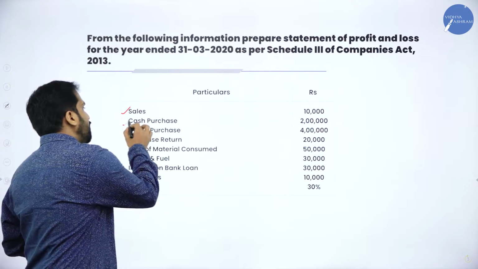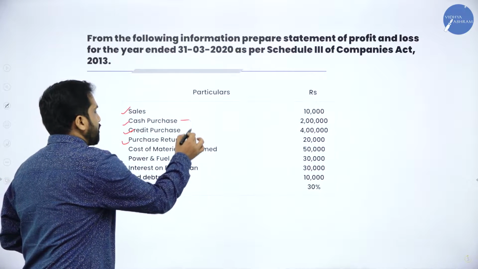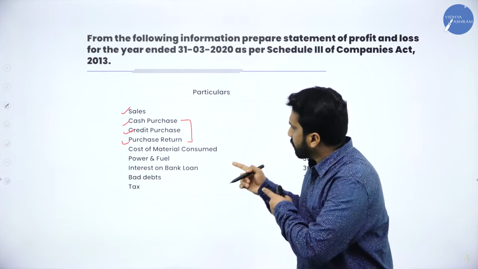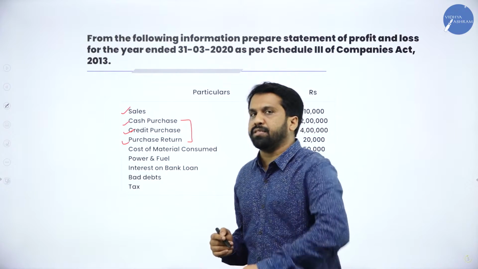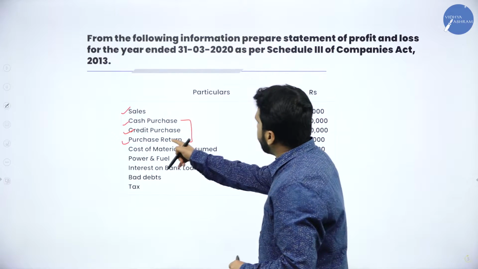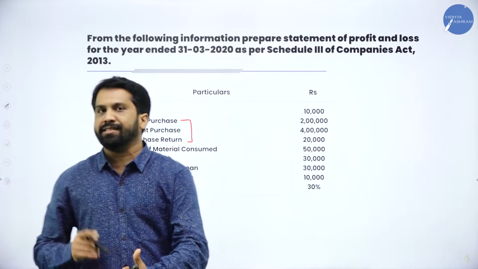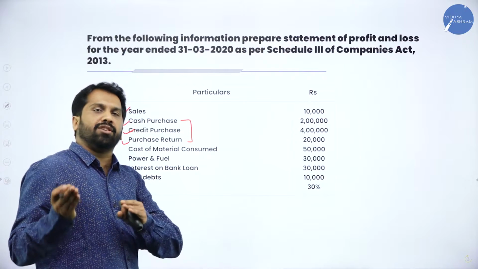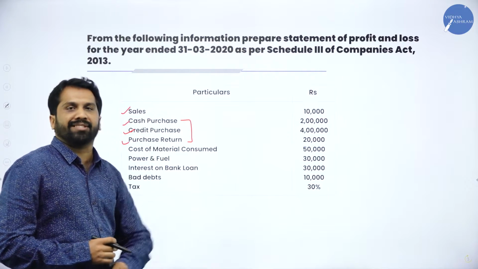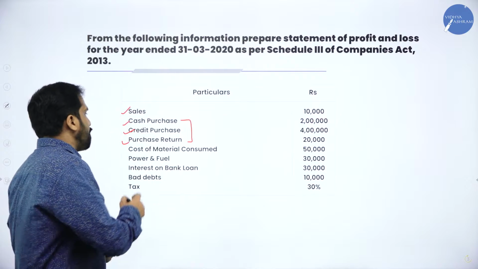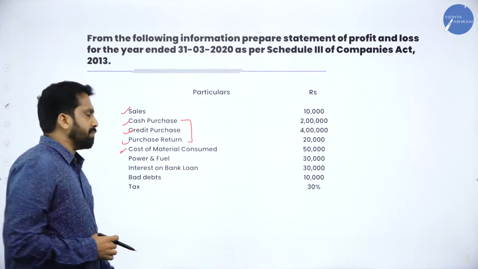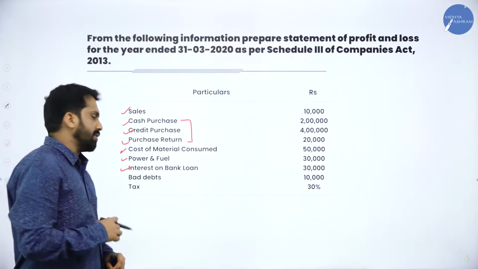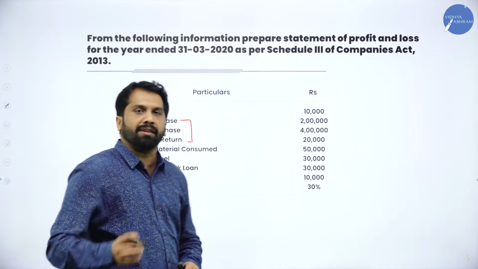Next, cash purchase, credit purchase, purchase return. So, in the previous session, we did one problem similar to this, but it was not cash purchase, it was cash sales. It was not credit purchase, it was credit sales. Purchase return, it was sales return. Same logic will apply for this. Instead of sales, we'll work it for purchase. Then, cost of material consumed, they have given. Power and fuel also given. Interest on bank loan given. Bad debts, and they have given tax.